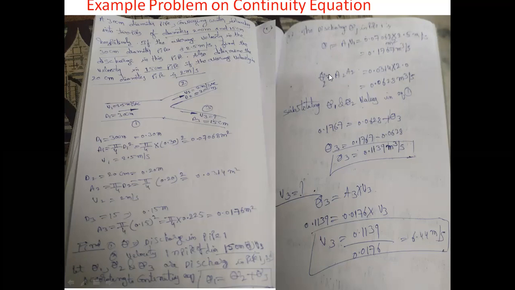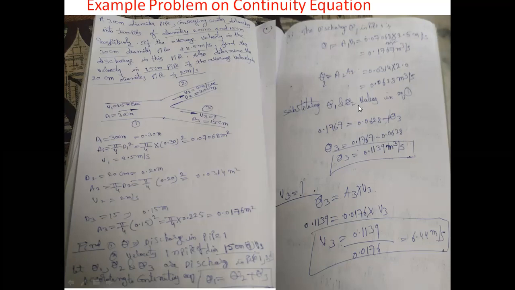Now the discharge in pipe 2. Find the discharge in pipe 2, which is area A2 into velocity V2. Area of the second pipe is 0.0314 into velocity of the second pipe, 2 meters per second. Finally the discharge of pipe 2 comes as 0.0628 meter cube per second.